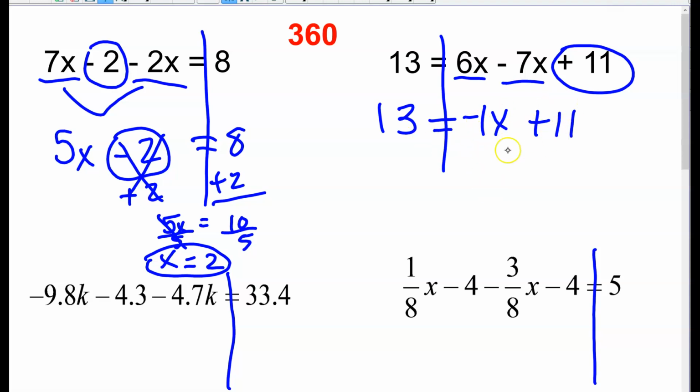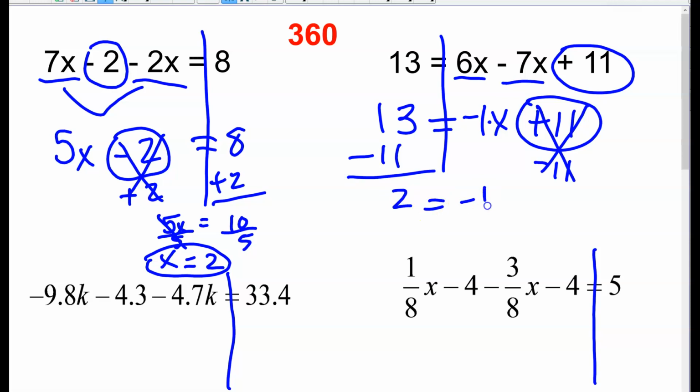And again, I want to move the part without the variable first. So I have a negative 1, and that's a negative 1 times x, right? Negative 1x plus 11. So this plus 11 is what I want to move first here. So I'm going to subtract 11 from both sides first. When I do that, I'm left with 2 equals negative 1x.